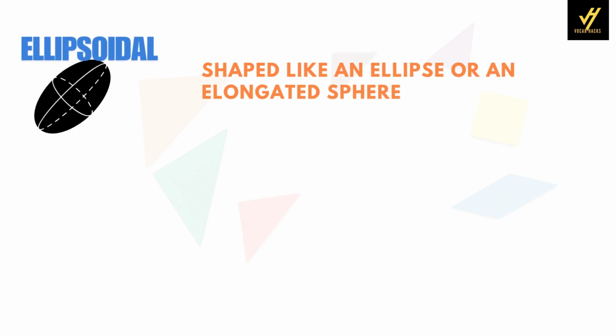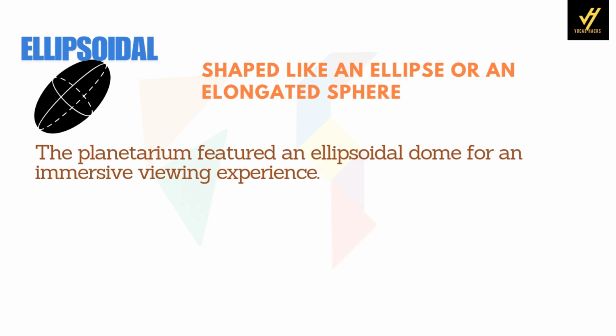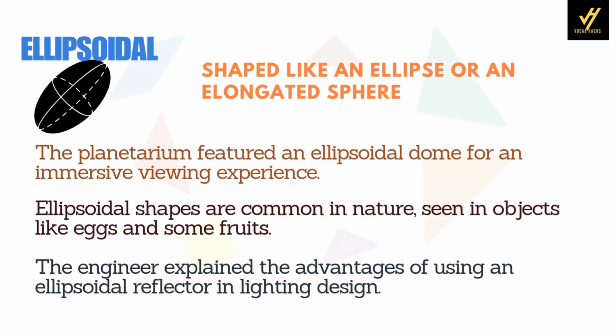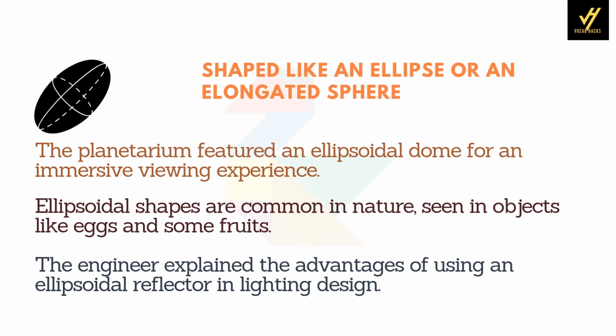Ellipsoidal, shaped like an ellipse or an elongated sphere. The planetarium featured an ellipsoidal dome for an immersive viewing experience. Ellipsoidal shapes are common in nature, seen in objects like eggs and some fruits. The engineer explained the advantages of using an ellipsoidal reflector in lighting design.